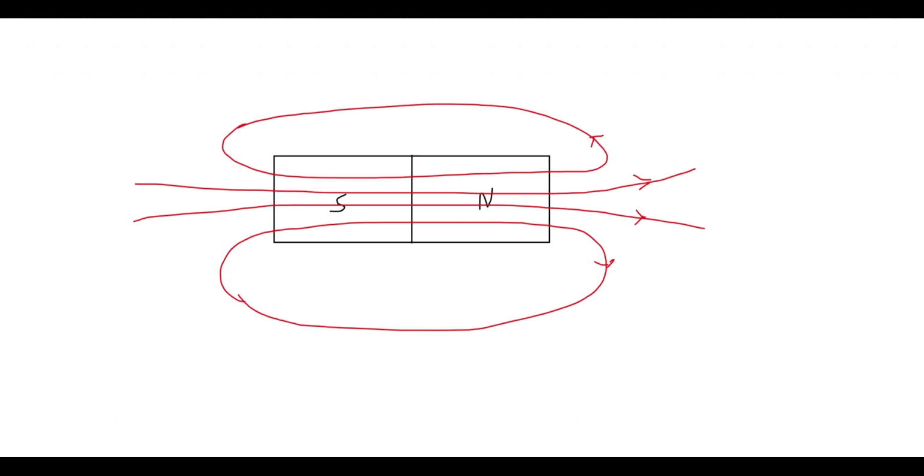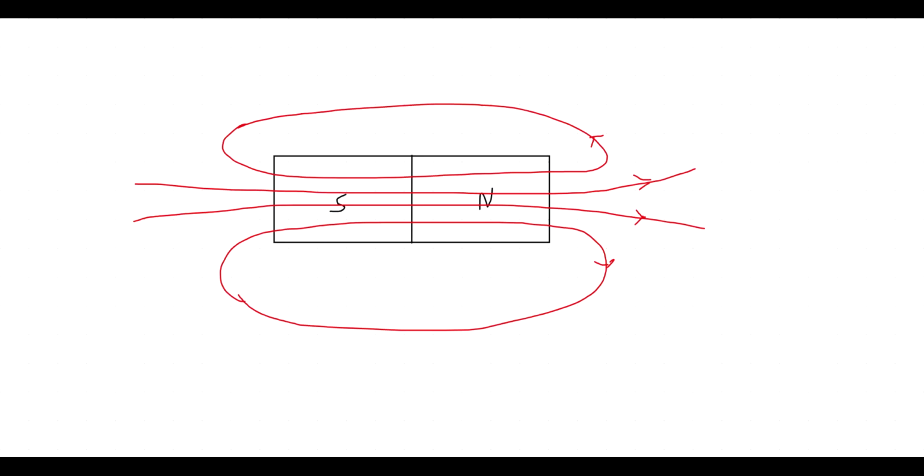This is the difference between electrostatic field and magnetic field. Lines of electrostatic field can begin or end on electric charges, and lines of magnetic field have no beginning and have no end. So they are closed lines.